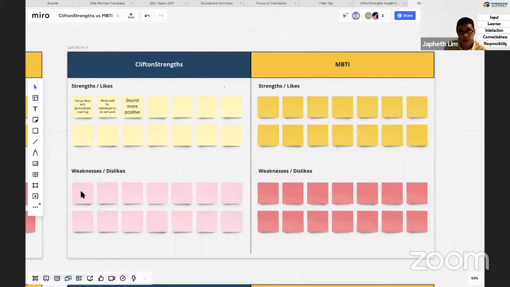Now, in terms of weaknesses and dislikes, I think it's very similar to others. It might be confusing at the start, because there are a lot of definitions of what strength means, like balcony and basement, and also the overuse of a strength actually being a weakness. Those are not easily understood when you first get exposed to the profile, but it takes time. So I will say it takes more time to get that sense.